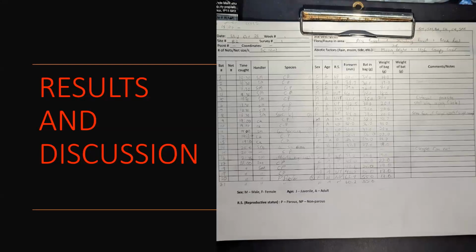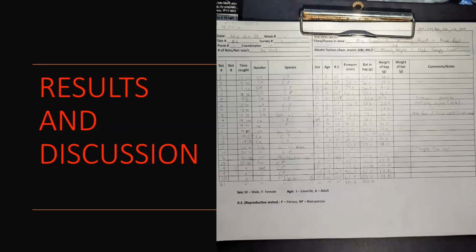We record at the top of the form the date, the week, the site. We have the coordinates. If the coordinates are repetitive, we just leave it out. The number of nets that we use per site. And we also have a site description on the right. We describe what flora, what fauna is found in the area, and also other biotic and abiotic factors such as the weather conditions, what the moon, when it is very bright night. If we have tidal conditions at a coastal site, we will record that as well.